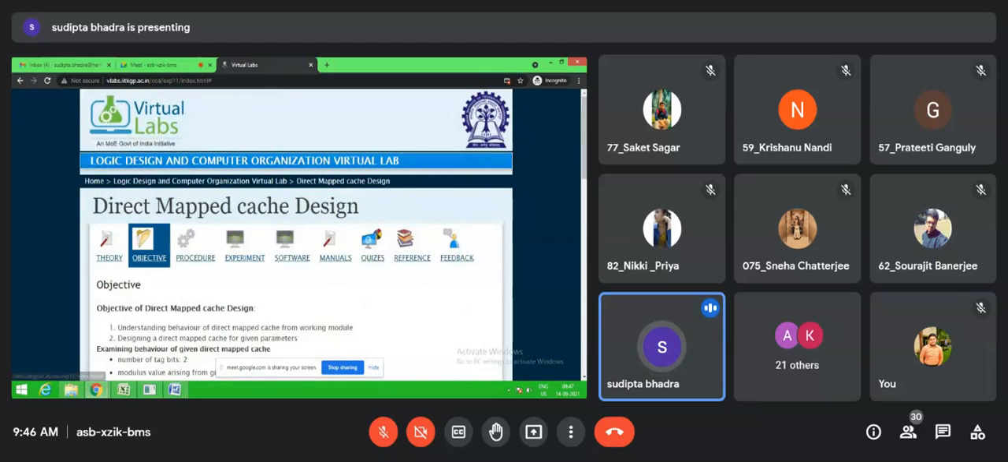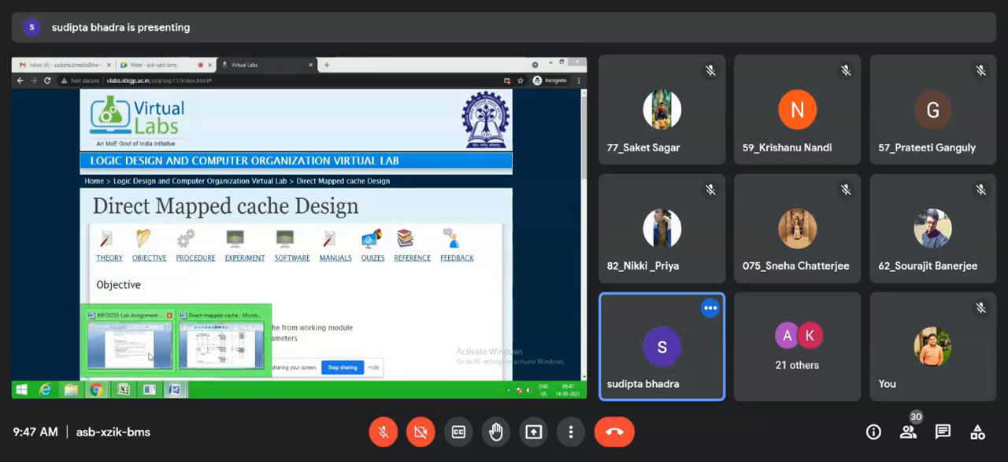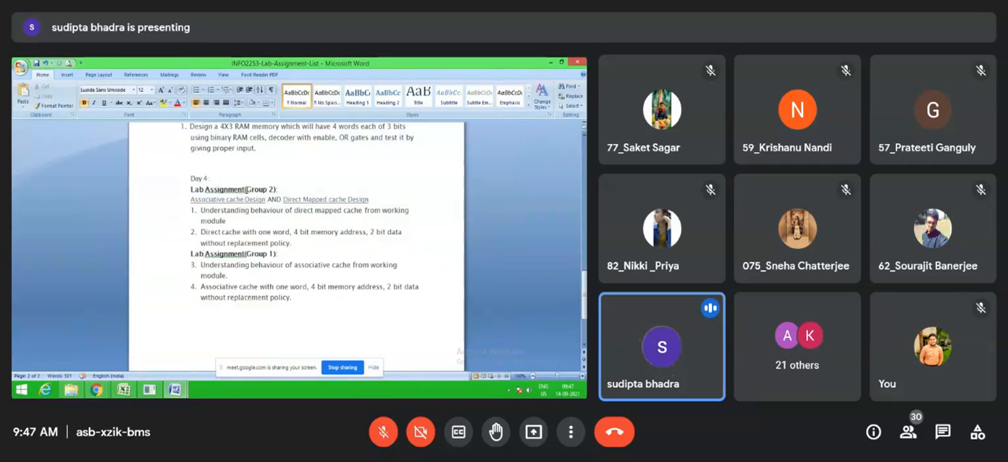Now, what is the objective? First, there are two assignments in the Google Classroom. You can check that there are two assignments for group two. One assignment is understanding the behavior of direct map cache from a working module. Working module means the direct map cache is there as a module in the component drawer. You only have to set the correct input with proper bit switch and check the outputs are proper in the output terminal with bit display.